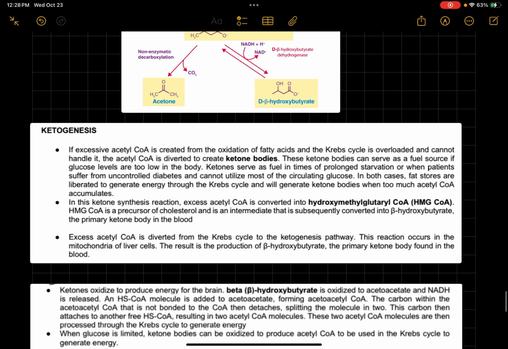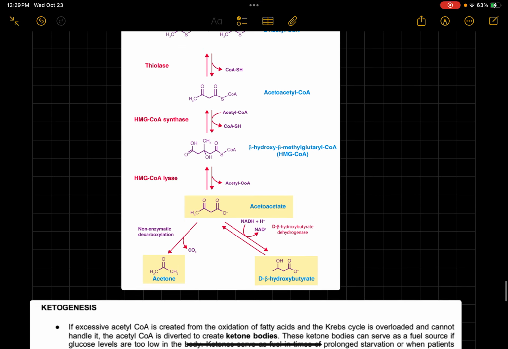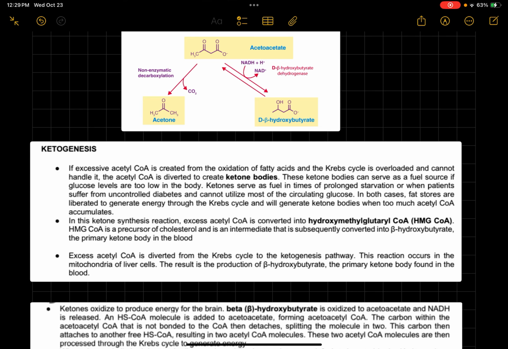So, if excessive ang acetyl-CoA created from the oxidation of fatty acid in the Krebs cycle is overloaded and cannot handle it, the acetyl-CoA is diverted to create ketone bodies. So, these ketone bodies can serve as fuel source if the glucose level are too low in the body. Again, wala ka kakaon, so glucose level niyo are low. So, ang aton nga lawas or ang aton nga liver would make up, para magtaas-taas ang aton nga glucose. And that's where gluconeogenesis enters. So, ketones serve as fuel in times of prolonged starvation or when the patient suffered from uncontrolled diabetes and cannot utilize most of the circulating glucose.